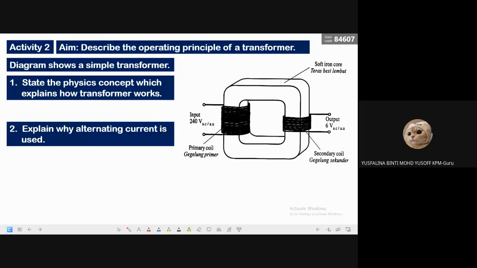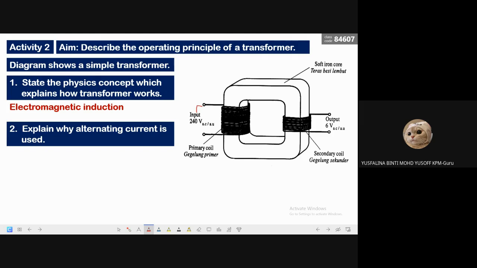All right, so to describe the operating principle of a transformer. The diagram shows a simple transformer. State the physics concept which explains how a transformer works. I already discussed this one: electromagnetic induction.